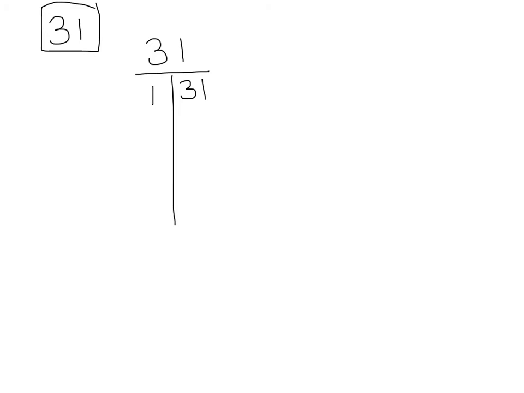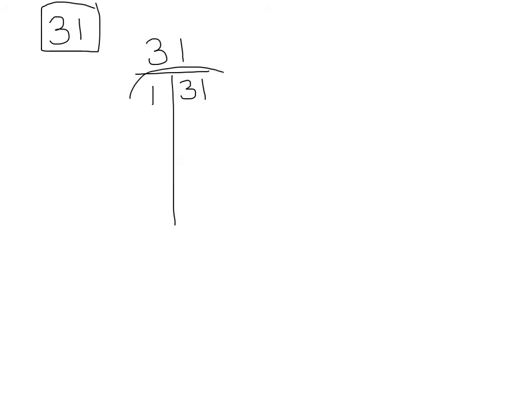9s, 9, 18, 27, 36. Nope. 10, 20, 30, 40. 11s, 11, 22, 33. About 12, 12, 24, 36. 13, 13, 26, 39. 14, 14, 28. No. 15, 30. Well, once I'm already past half the number, I know it's not going to be anymore.